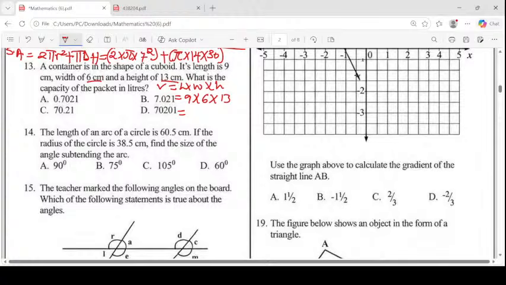So when you take 9 times 6 times 13, you are going to get 702. So this is 702 cubic centimeters. But now they want the capacity in liters. You know that 1 liter is equivalent to 1,000 cubic centimeters. What about 702 cubic centimeters?